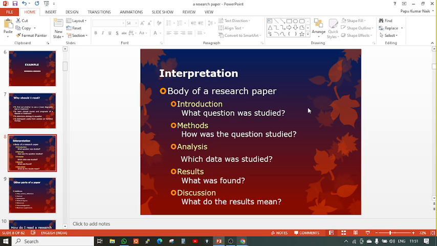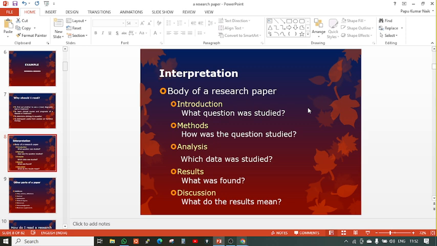Then we come to A, which means analysis. Analysis is about which data was studied. That means the collection of data, the analysis of data, which data and how it can be studied. The number of data points, where they were collected, the details about the data, and the analysis that will be carried out are all covered in the analysis section.